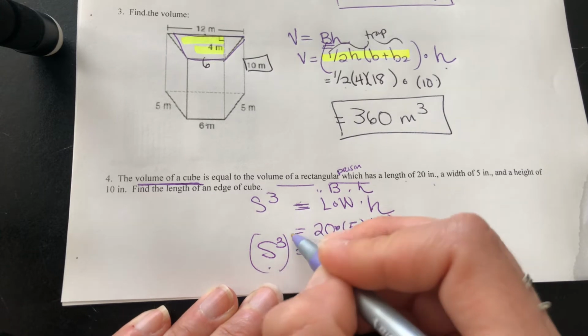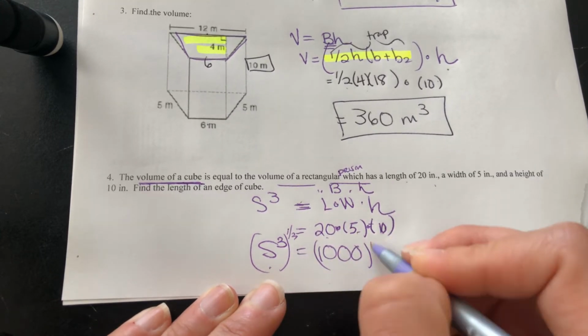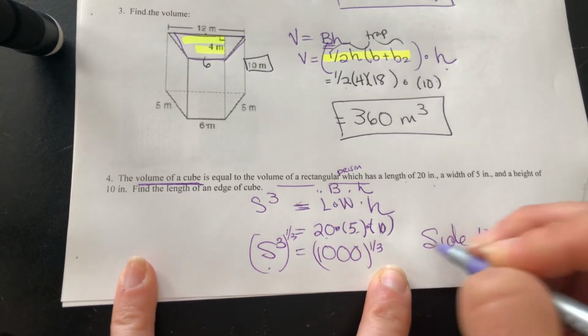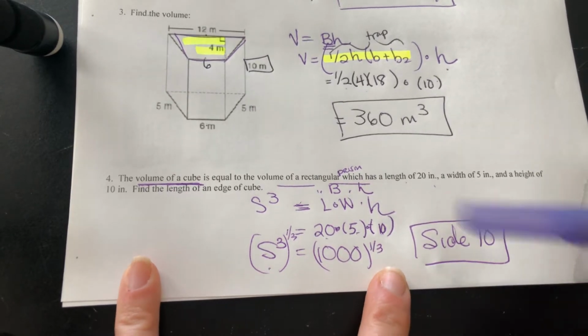So here we go again. Let's raise it to the 1/3. And one more time, just like that one above, you get the side of 10. Pretty simple. All right, so let's take a look at our next problem. A few more of the prisms, and then we'll go to cylinders, which is pretty simple.